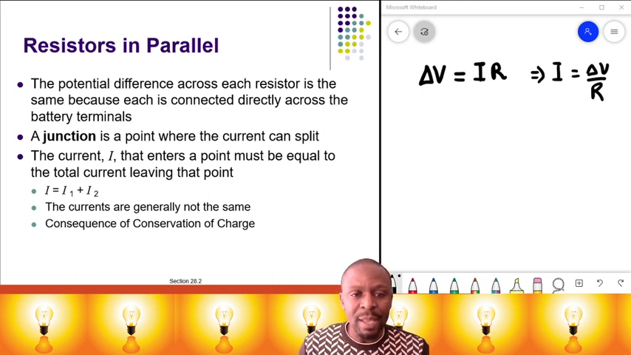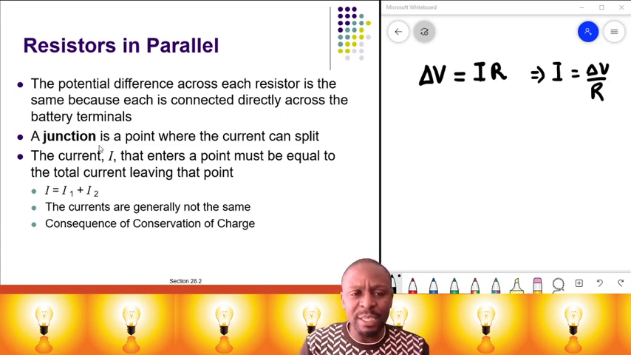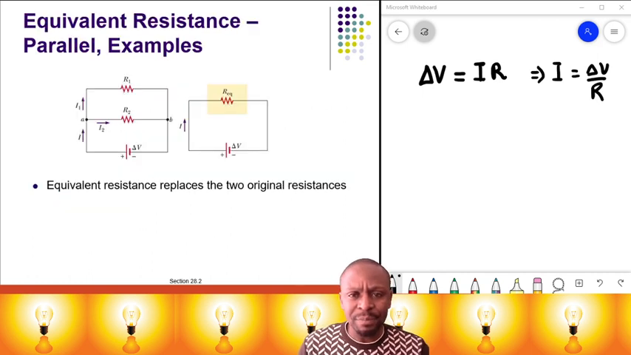Now the currents are generally not the same in each of the resistors, especially if those resistors have different resistances, unless the resistors have the same value of resistance. Therefore the current will just be the same. Consequently, this is just a consequence of the conservation of energy. Right. Now what does this say?